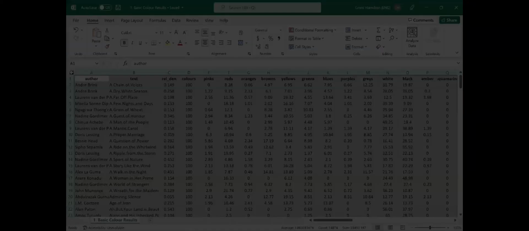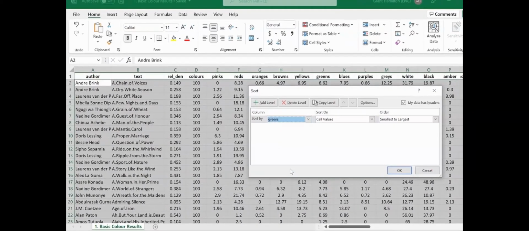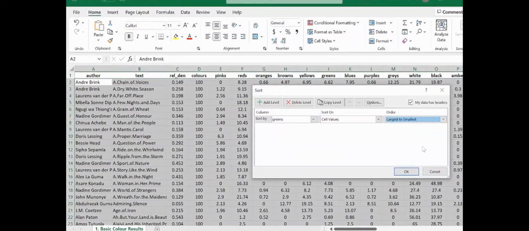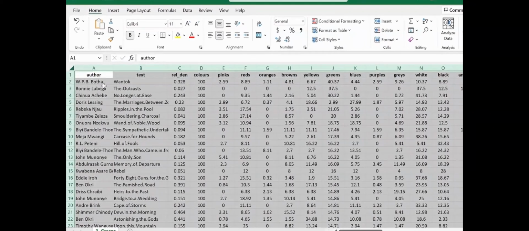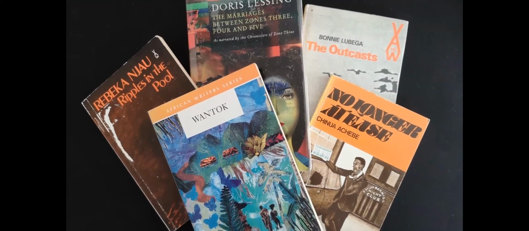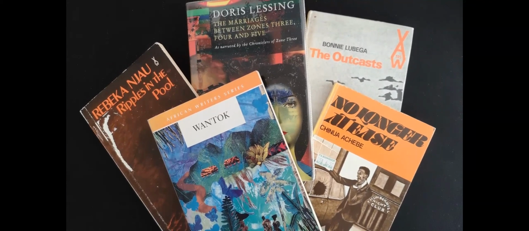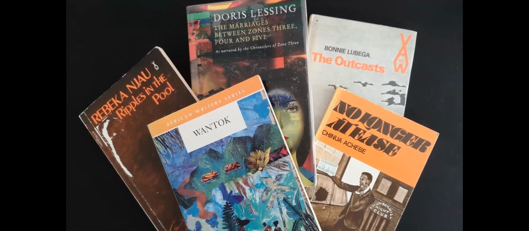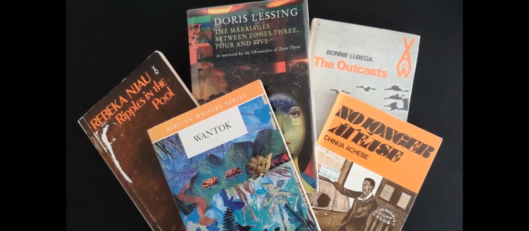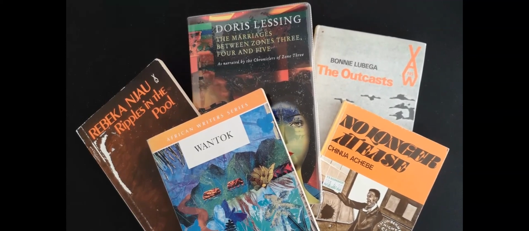However, we need do nothing more complicated than sort the previous spreadsheet to find which texts should resonate with Havelock Ellis's findings. Those texts which favour the colours of green or blue, the colours of vegetation, the sky and the sea, as Ellis would have it, well, those texts are W.P.B. Botha's Wantok, Bonnie Lubega's The Outcasts, Chinua Achebe's No Longer at Ease, Doris Lessing's The Marriages Between Zones 3, 4 and 5, and Rebecca Njau's Ripples in the Pool.